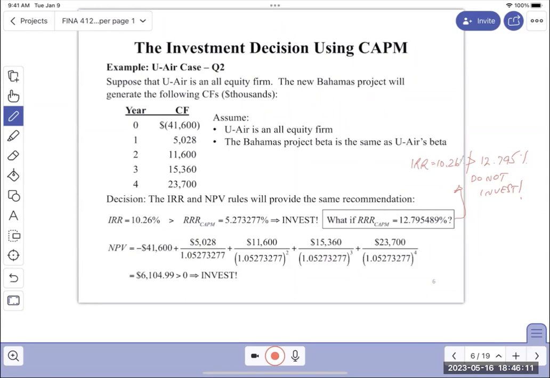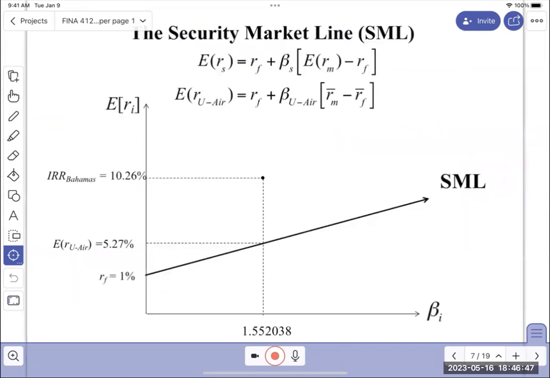All right, so what next? We assumed here that UR is an all equity firm, and we assumed that the Bahamas project beta is the same as UR's beta, because I used UR's data, I didn't use Bahamas data. I used the firm's data on returns. So let's start with talking about changing the beta to a Bahamas project beta. This is just to show you my modification of the CAPM. Using UR's beta put us here.